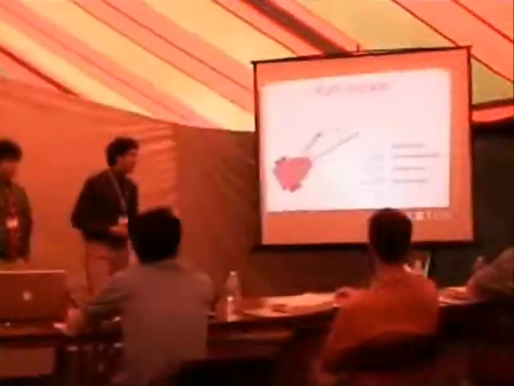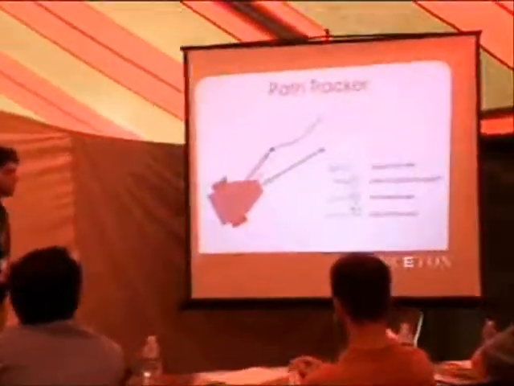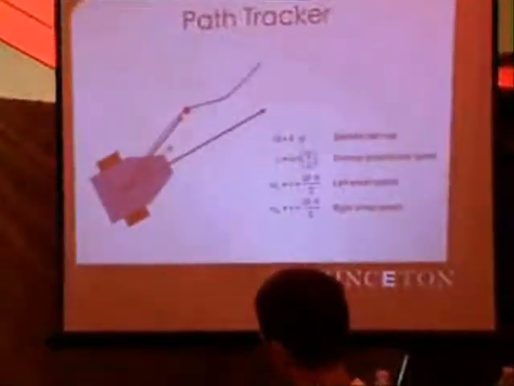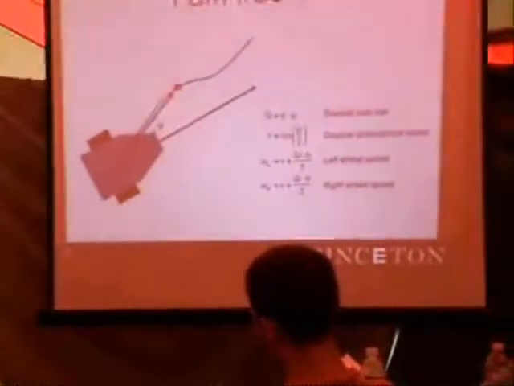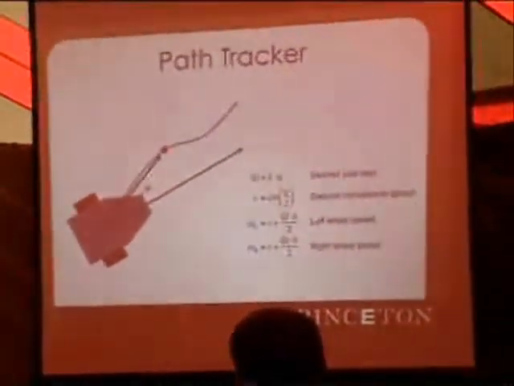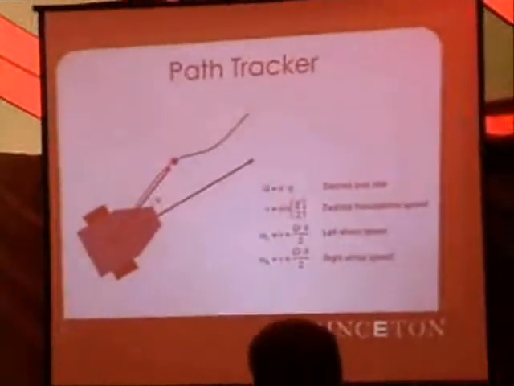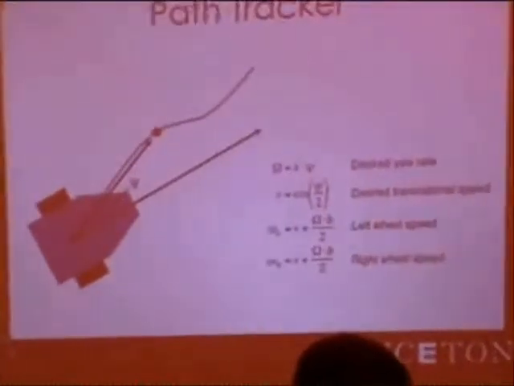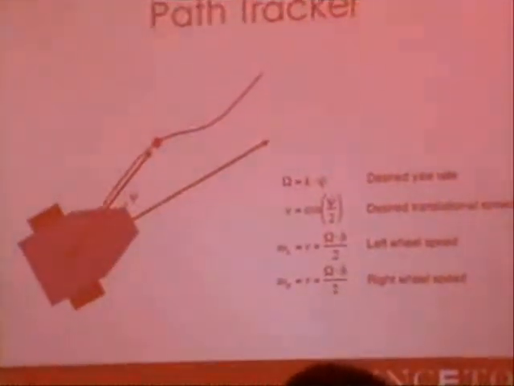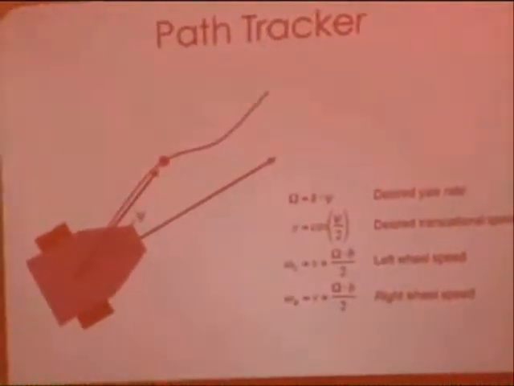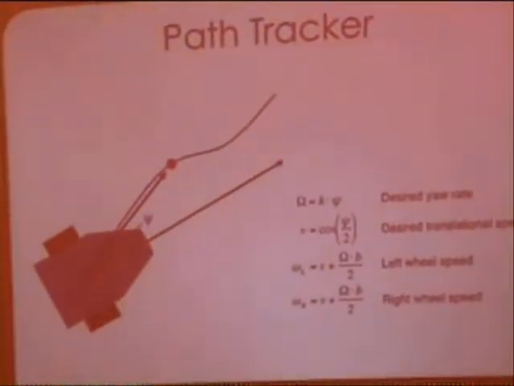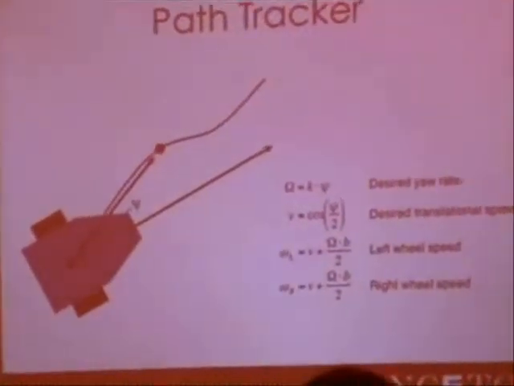For the act step, we have a path tracker module, which uses what is essentially a pure pursuit algorithm, where we compare the angle of the robot with the angle of the path, and set our desired curvature proportional to that angle. In addition, we then set our desired forward velocity. And then using a model of the vehicular dynamics, we're able to derive individual speeds for the left and right wheel.